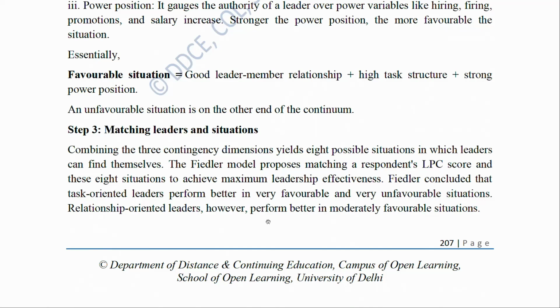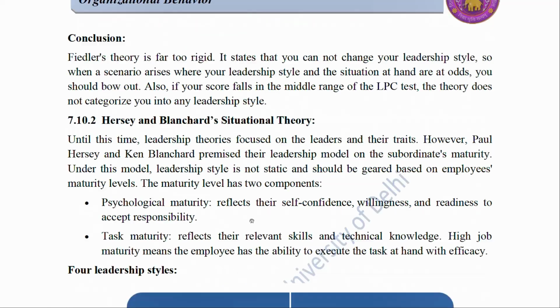Step 3. Matching leaders and situations. Combining the three contingency dimensions yields 8 possible situations in which leaders can find themselves. The Fiedler model proposes matching a respondent's LPC score and these 8 situations to achieve maximum leadership effectiveness. Fiedler concluded that task-oriented leaders perform better in very favorable and very unfavorable situations. Relationship-oriented leaders, however, perform better in moderately favorable situations.